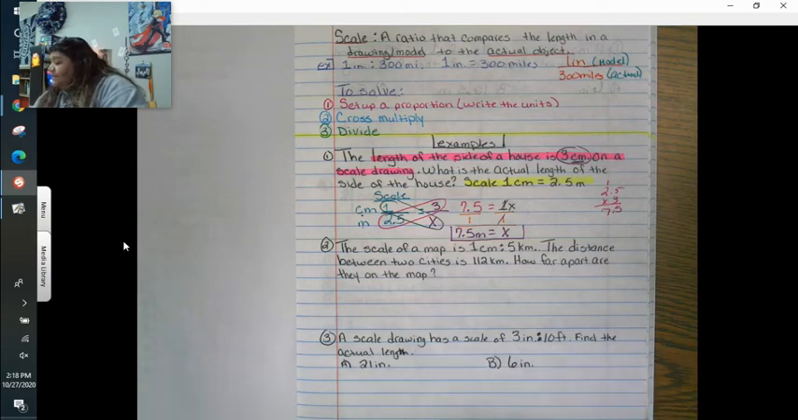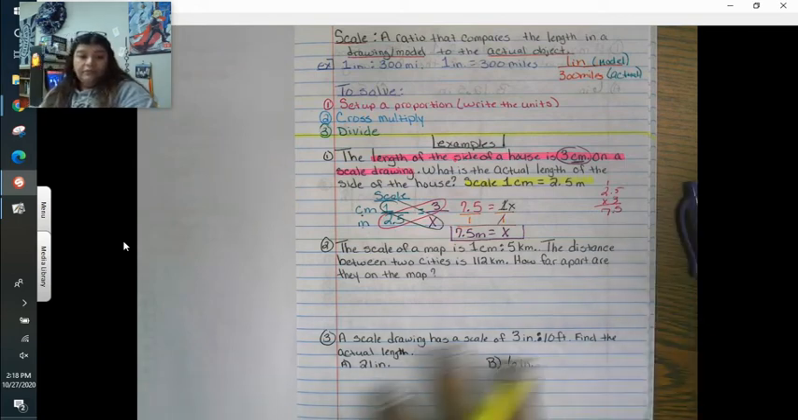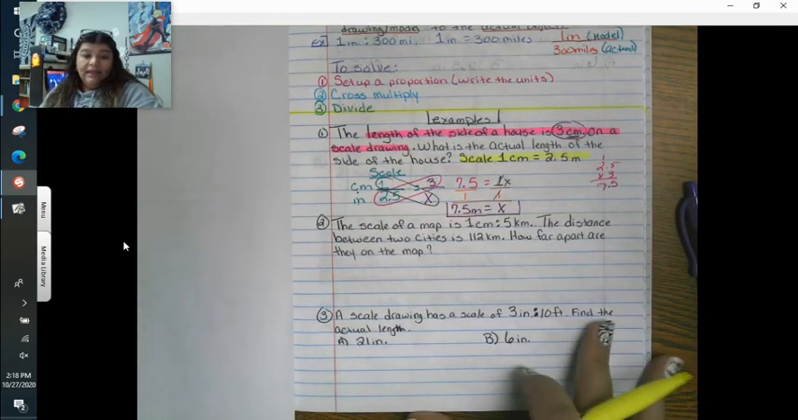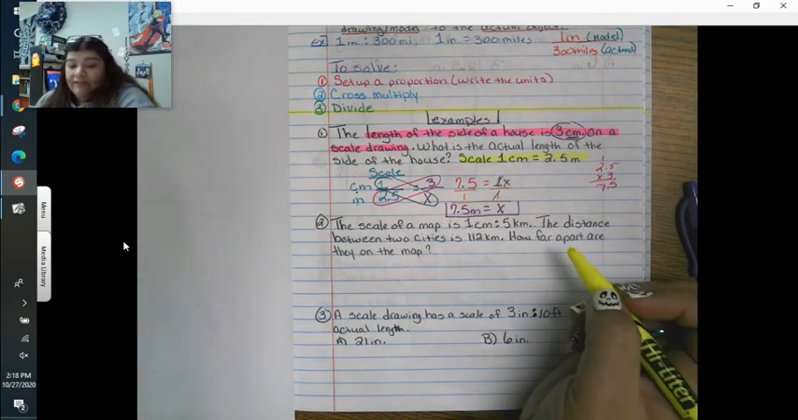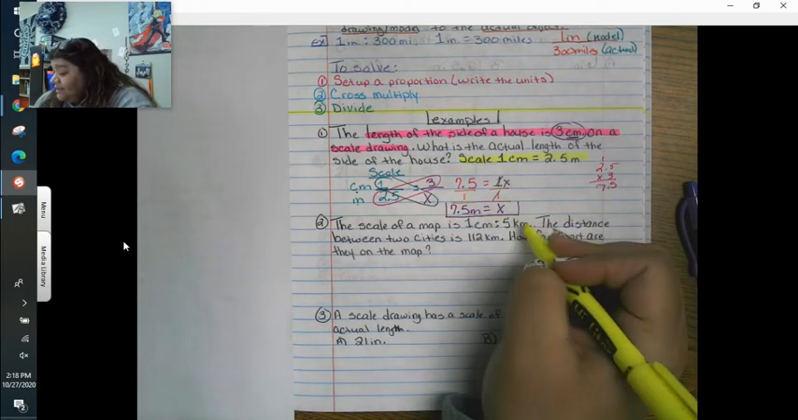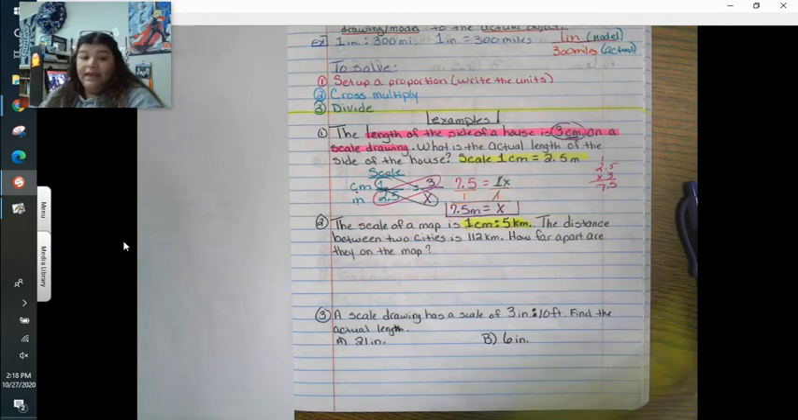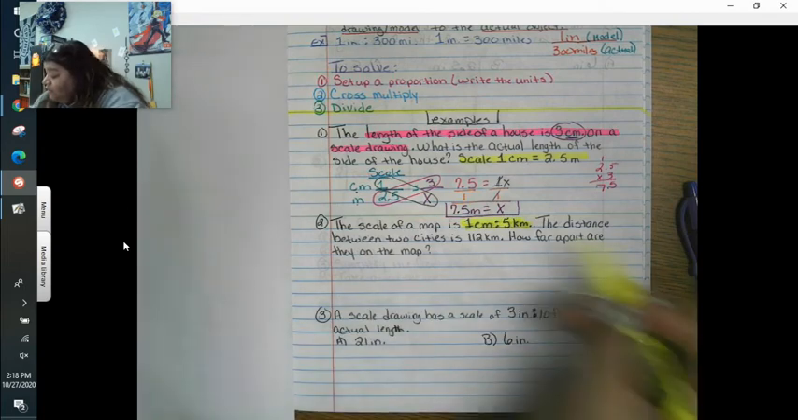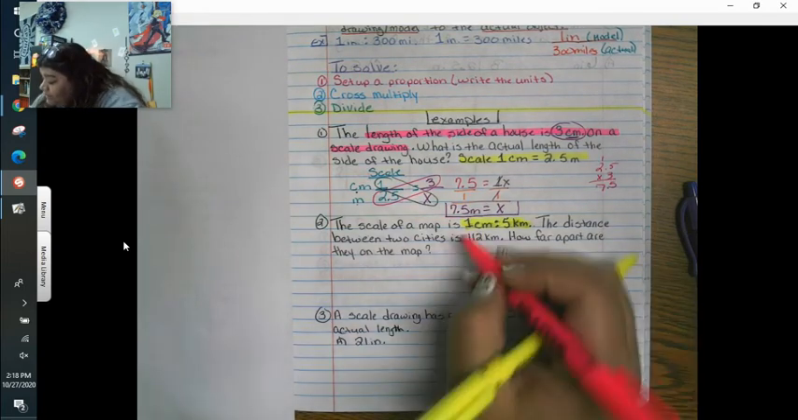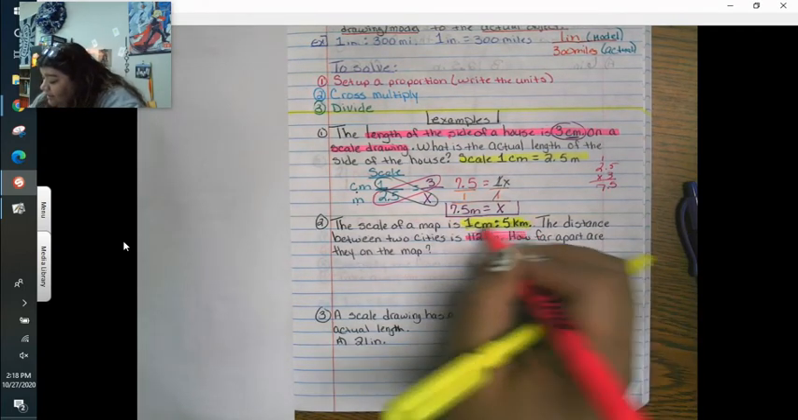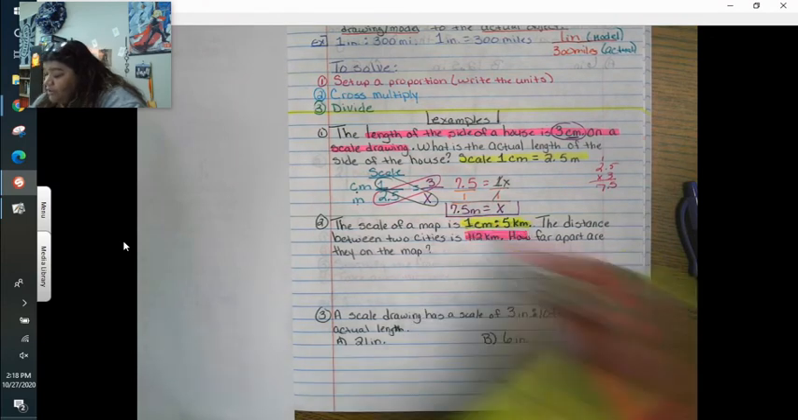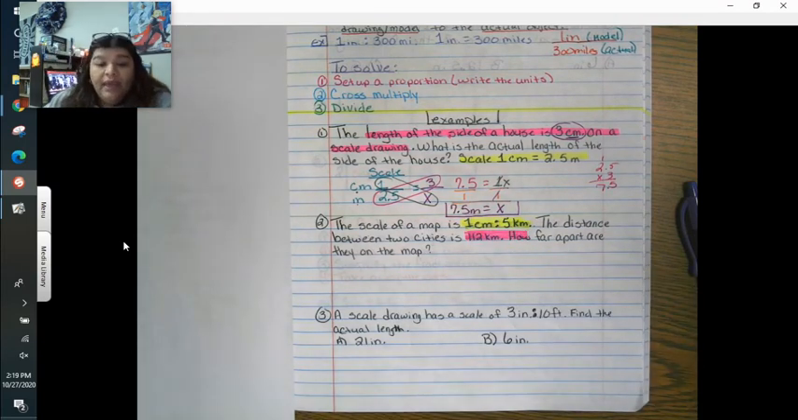All right, let's try the next one. The scale of a map is 1 centimeter to 5 kilometers. This is a ratio. I'm going to highlight that because I know I need that, okay? The distance between 2 cities is 112 kilometers. I'm going to put it in a different color because I know it doesn't belong with that first ratio. This belongs to the second ratio. How far apart are they on the map?